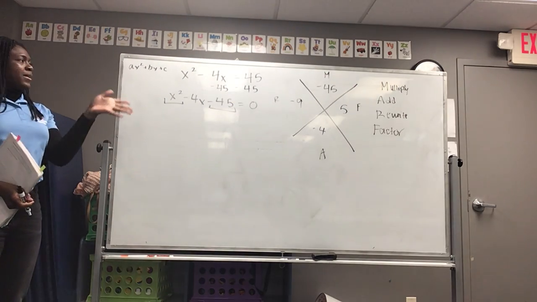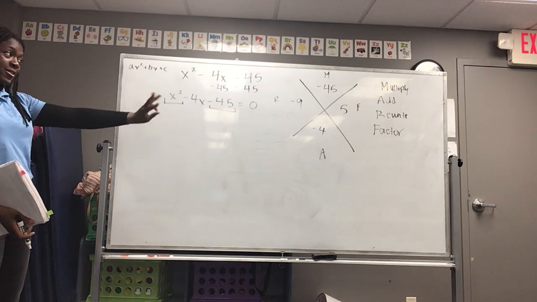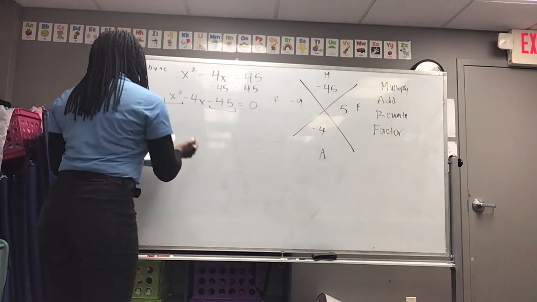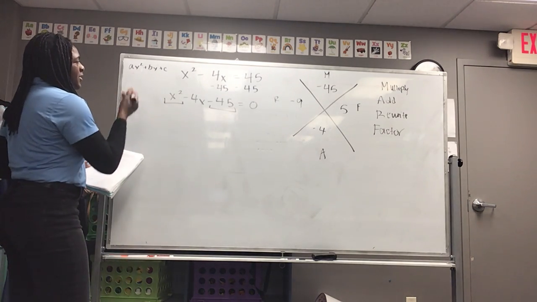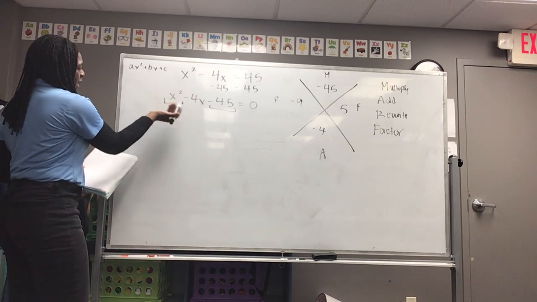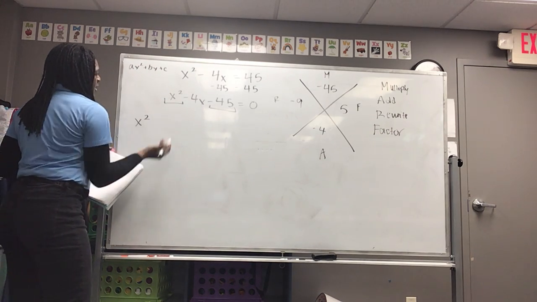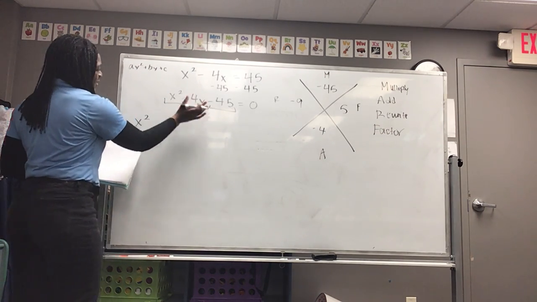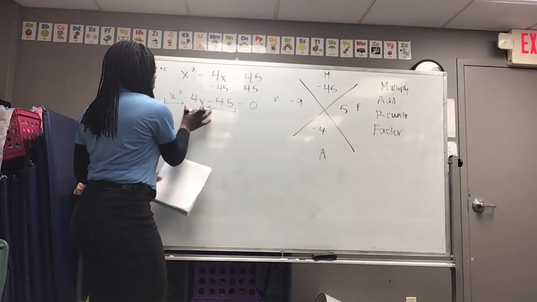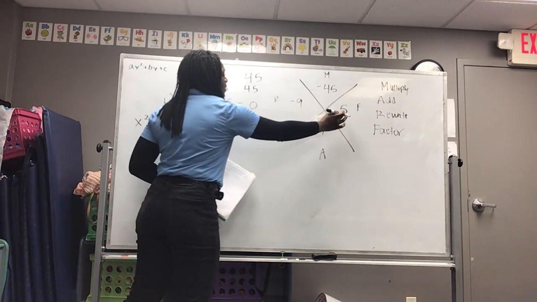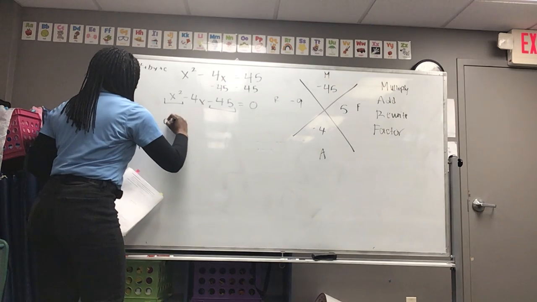Okay, now that I have my little morphing cross, I'm going to do the third step, which is rewrite. You rewrite ax squared, and then instead of writing negative 4x, we're going to replace it with negative 9x plus 5x.